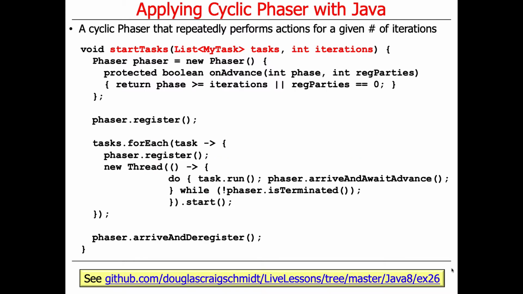All right, the second example is demonstrating a cyclic barrier that repeatedly performs actions for a given number of iterations.